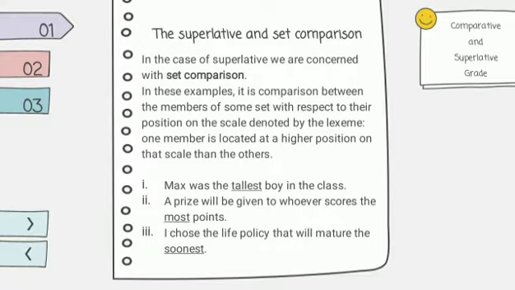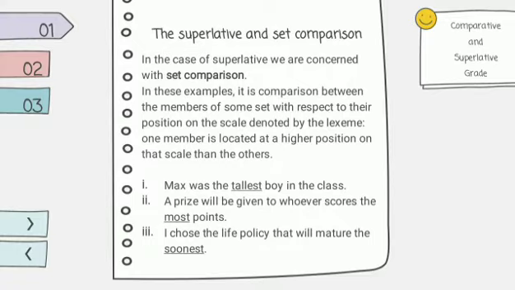The first example is Max is the tallest boy in the class, and the second example is a prize will be given to whoever scores the most points. And the last example is I chose the life policy that will mature the soonest. In the first example, the comparison is between the set of boys in the class with respect to height, and Max occupies a higher position on this scale than all the others.